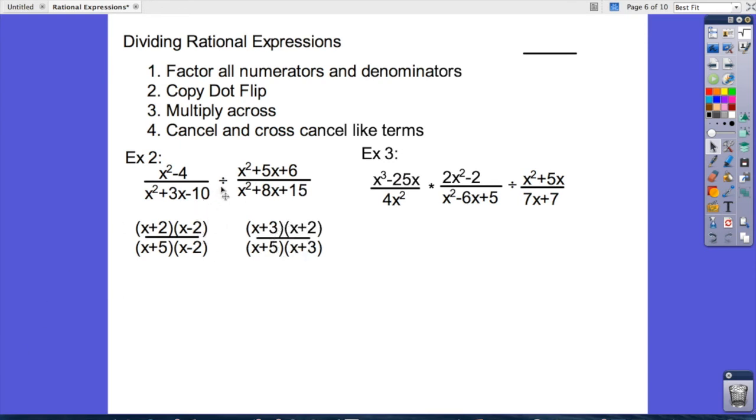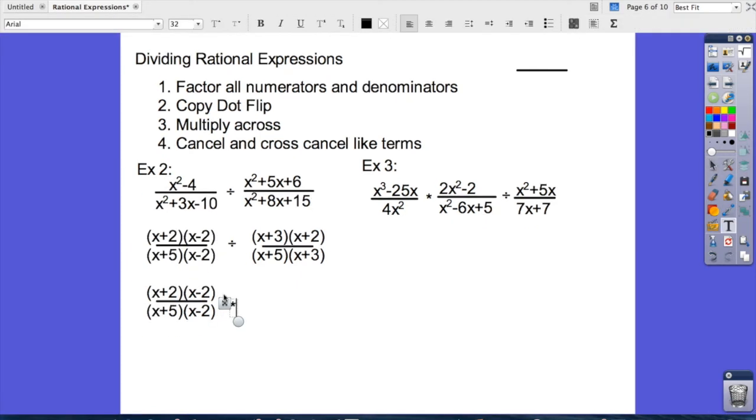So now we have our problem. We factored it out. Now we're going to copy dot flip. So you'll notice here, I'm going to rewrite this entire left side. So we're going to copy like I literally just did. We're going to change this divide sign to a multiply.